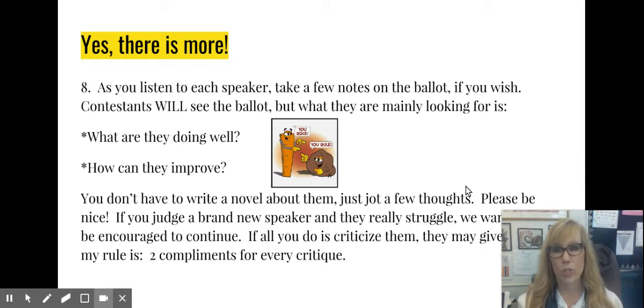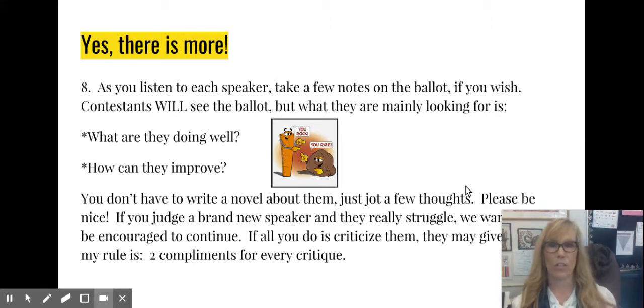All right. So just think, if this was your kid, they would want some cool critiques, but they would also want some nice things. So as I put on this little PowerPoint, you don't have to write a novel about them. Just jot down a few thoughts. Please be nice. What happens sometimes is we have judges who are taking notes on a separate sheet of paper, and then they go back to the judge room. They can't turn in their ballots fast because now they have to transcribe everything over.